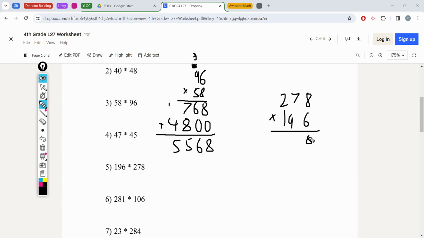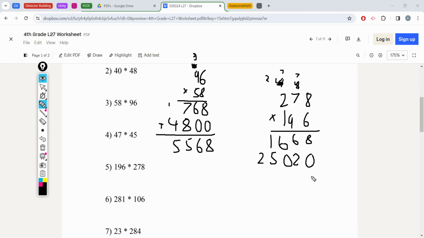6 times 8 is 48. 6 times 7 is 42, plus 4 is 46. And then 6 times 2 is 12. So we get 16 because we add 4. Add the placeholder 0. 9 times 8 is 72. Carry the 7. Ignore these two. 9 times 7 is 63, plus 7 is 70. So you get a 0 and carry another 7. And then 9 times 2 is 18, plus 7, that gives you 25. So you get 5 and you carry a 2.